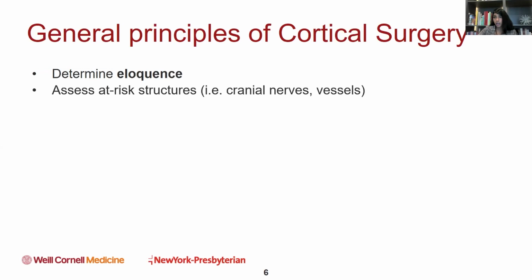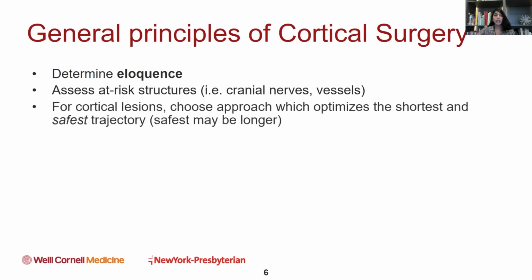So is it near cranial nerves? Is it near the optic nerve? Is it near major blood vessels that we need to worry about in terms of how we're going to approach it and how we're going to remove it? For cortical lesions, we generally try to choose an approach optimizing both the shortest and the safest trajectory.